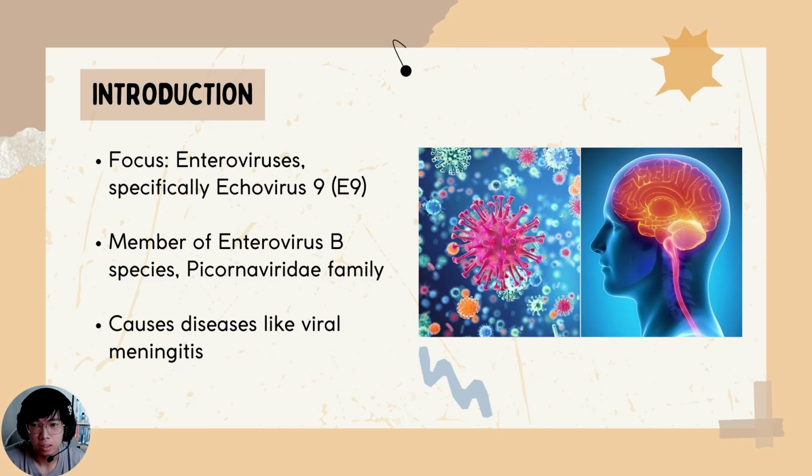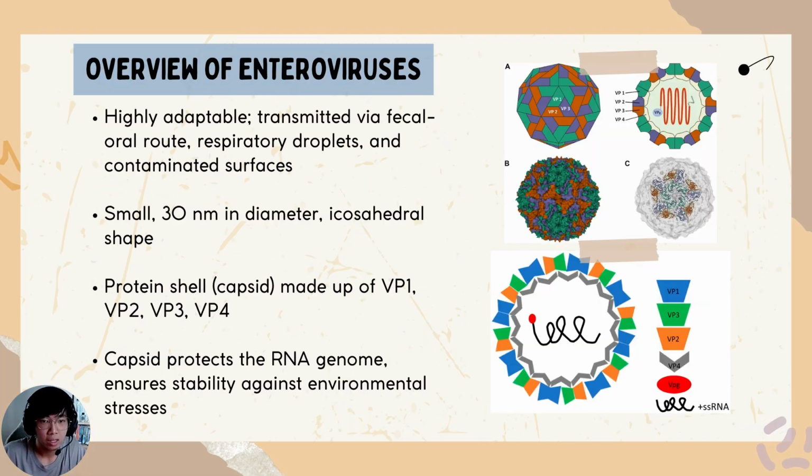Good afternoon, everyone. Today, we'll explore the fascinating world of enteroviruses, focusing specifically on Echovirus 9, a member of the enterovirus B species within the Picornaviridae family. These small, non-enveloped positive sense RNA viruses are responsible for a range of diseases, including viral meningitis. Enteroviruses are highly adaptable and primarily transmitted through the fecal oral route. They can also spread via respiratory outlets or contact with contaminated surfaces.